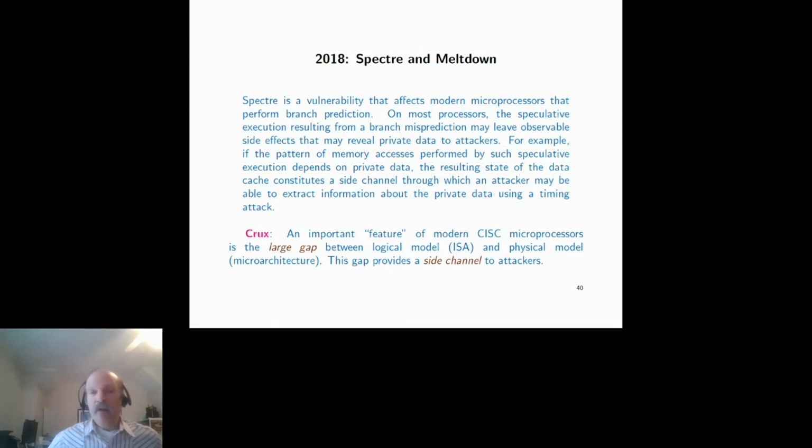And once you know about a particular vulnerability, you can try to mask it. But you do it at the expense of performance. And what about the side channels that we have not discovered yet?